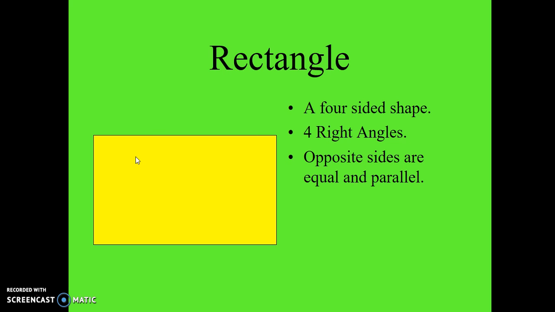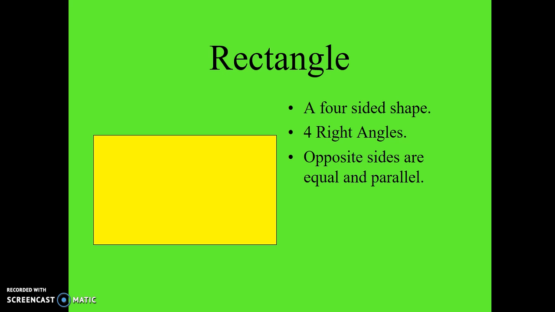But a square can be considered a rectangle because a square does match all of these properties. A square has four sides, it has four right angles, and the opposite sides of a square are equal and parallel. In fact, all sides are equal in a square.